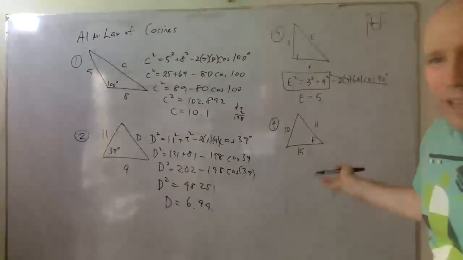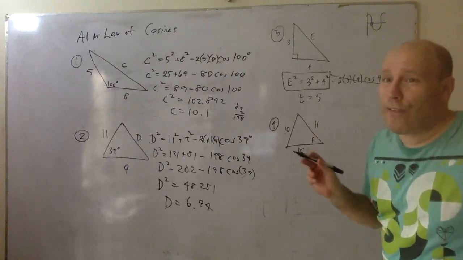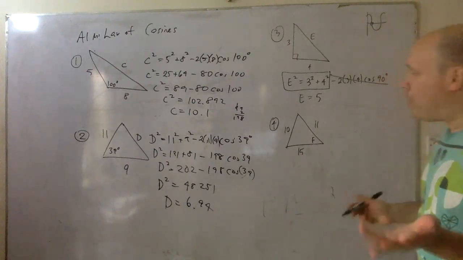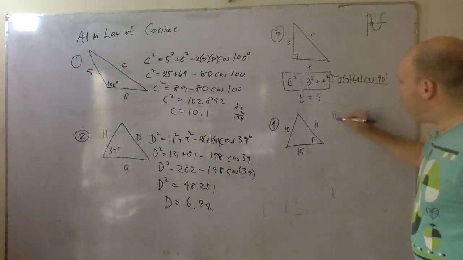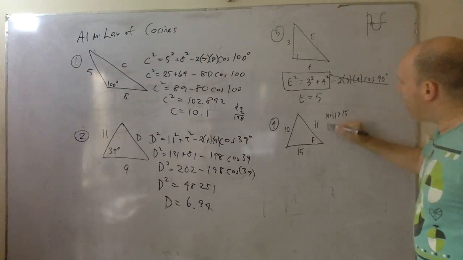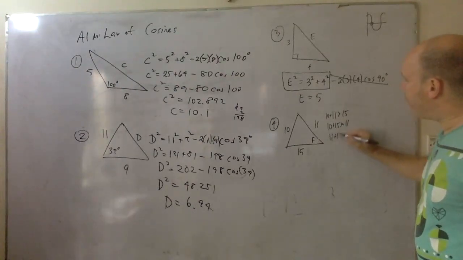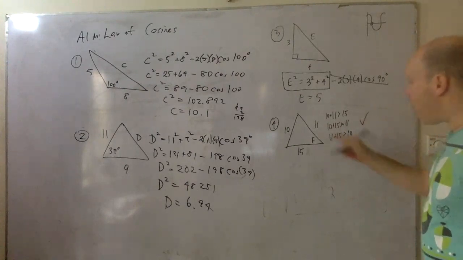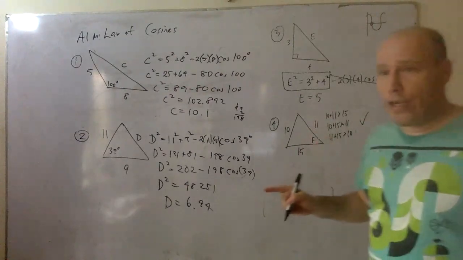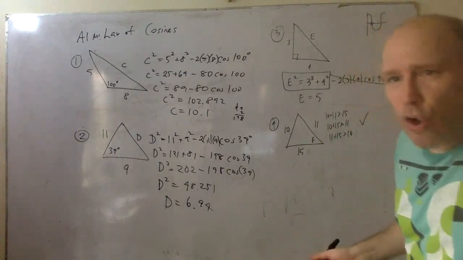Now, first of all, is this triangle even real? Because I can just make up stuff off the top of my head. Well, we know it's real because 10 plus 11 is greater than 15, and 10 plus 15 is greater than 11, and 11 plus 15 is greater than 10. So we do have a real triangle here. The question is, can we figure out what the angles are?